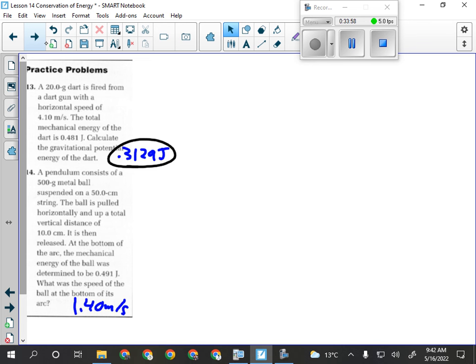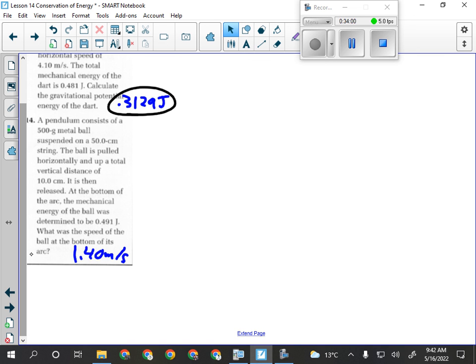Okay, I would like you guys to try number 14. Number 14 is a pendulum. I'm going to get out my ghetto physics pendulum here. This is saving taxpayer dollars like you wouldn't believe. So this is how a pendulum works.